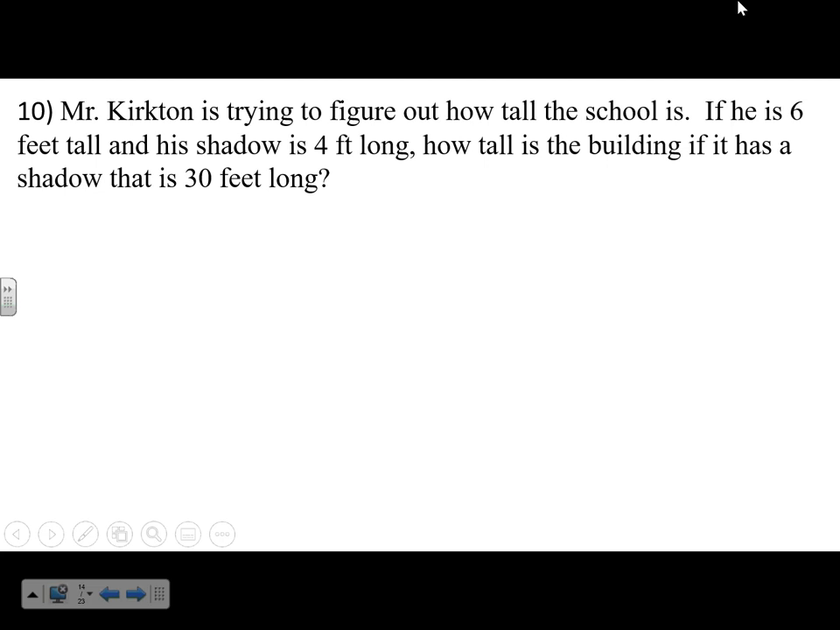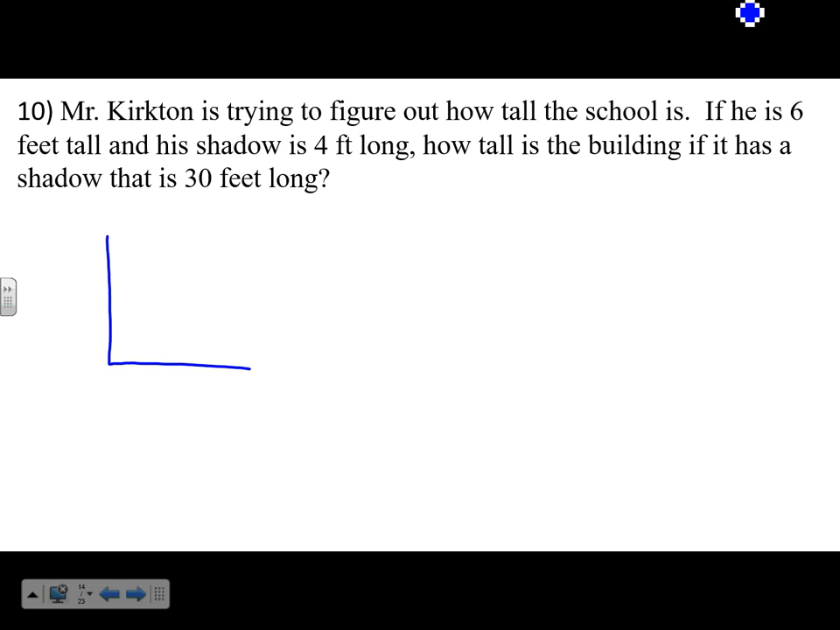Number 10, Mr. Kirkton is trying to figure out how tall the school is. If he is 6 feet tall and his shadow is 4 feet long, how tall is the building if it has a shadow that is 30 foot long? So this is actually a good way you could do this. If you know how tall you are, it's easier to measure shadows than it is the building because you don't need a ladder. But again, draw a picture.